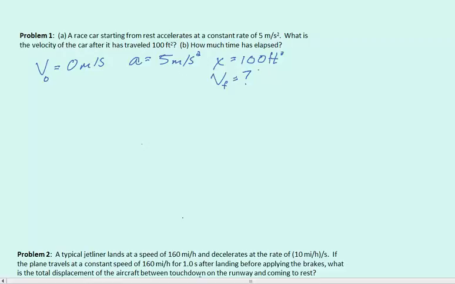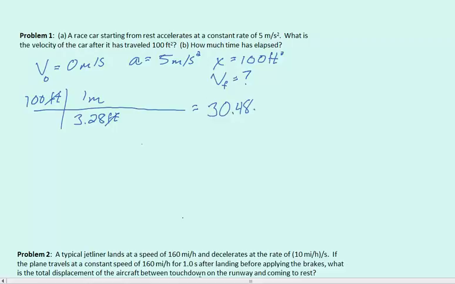First we see that our initial velocity and our acceleration are in meters per second. However, our displacement is in feet. So first we must convert our displacement of 100 feet into meters. For 1 meter, there are 3.28 feet. So if we divide this out, our feet will cancel, and our displacement in meters will be 30.48 meters.